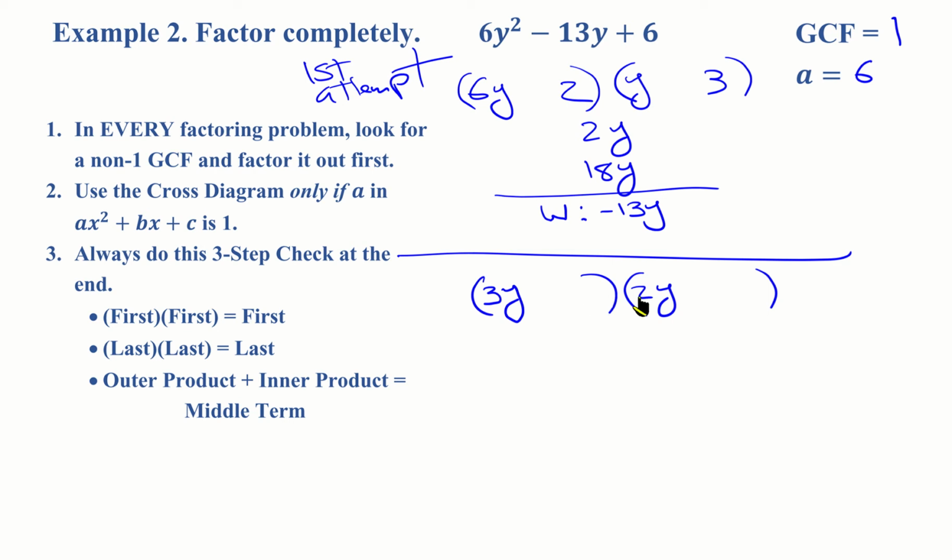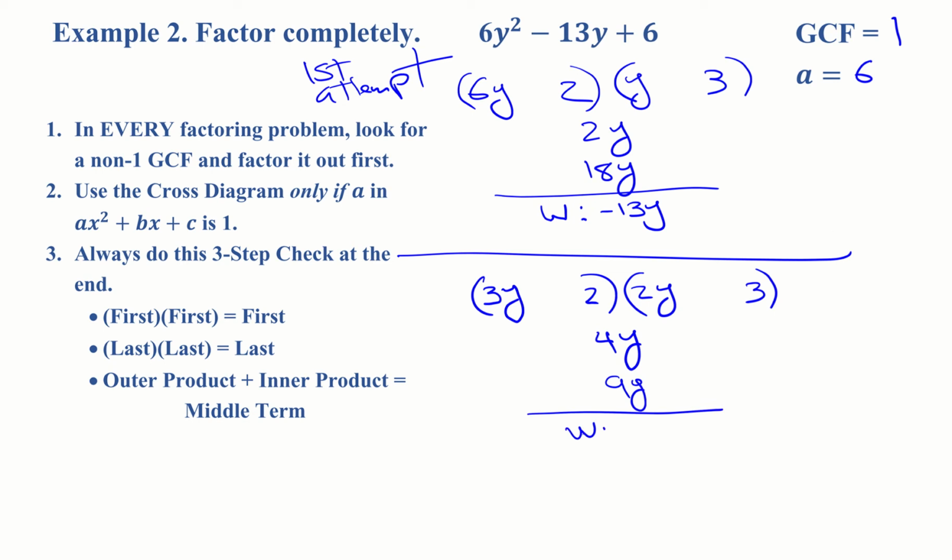Now if I put 3 here and 2 here, right, I can do some of this in my head. I realize that if I put 3 here, that's 6. If I put 2 here, that's another 6. There's no way I can get 13 out of that. But what if I put the 2 here and the 3 here? Now notice what the inner product is. The inner product is 4y. And the outer product is 9y.